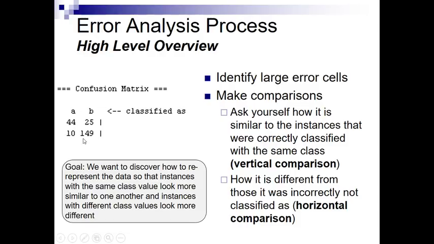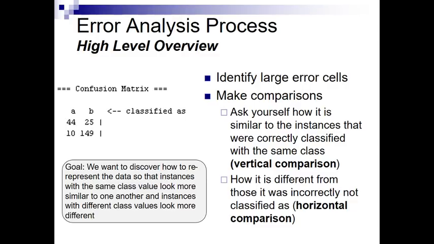So we call the comparison within a column, the why did it look similar to something question, the vertical comparison, because we're comparing instances in an off-diagonal cell with the correctly classified instances in the same column. So we're looking vertically. And then the other comparison, the why did it look different comparison, we called the horizontal comparison. We're comparing these off-diagonal instances with the instances in the same row that were correctly classified.